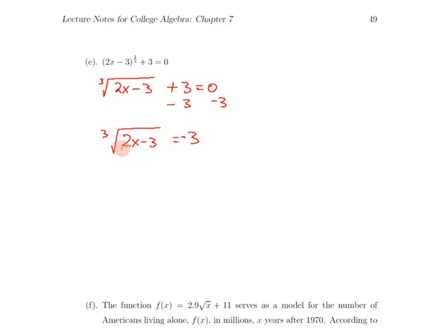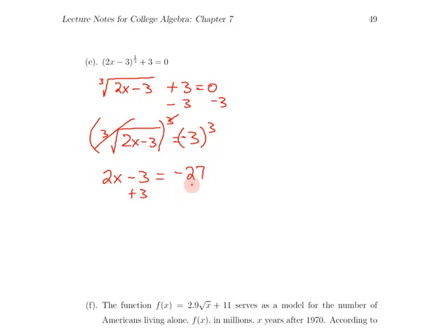So we're going to raise both sides to the 3rd power. So take this to the 3rd power, take this to the 3rd power. A cube root cubed cancels out, and I'm left with just the radicand, 2x minus 3. Okay, negative 3 cubed, negative 3 times negative 3 times negative 3 gives me negative 27. Now I've got just a linear equation, no radicals at all, so I just solve by isolating the x.